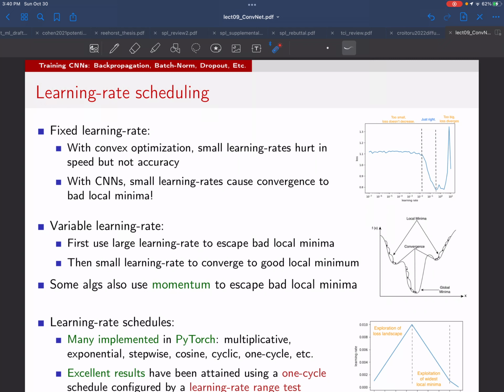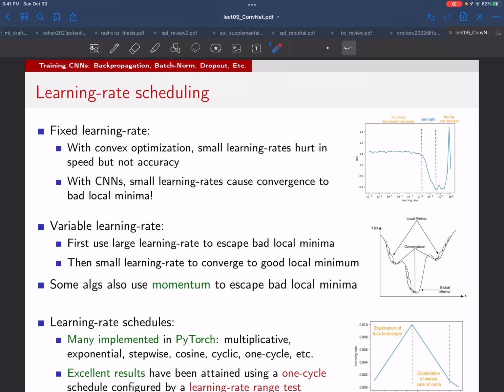So back in Unit 6, we were focusing on convex optimization. And essentially what we saw there is that if you have a learning rate that's too small, the only problem that causes is that it hurts in speed. In other words, it just takes longer for you to train your model, but your model will eventually get there if you give it enough time. So there's no real penalty in terms of accuracy if you can train it for longer. But it ends up being different with convolutional neural networks because these are non-convex.